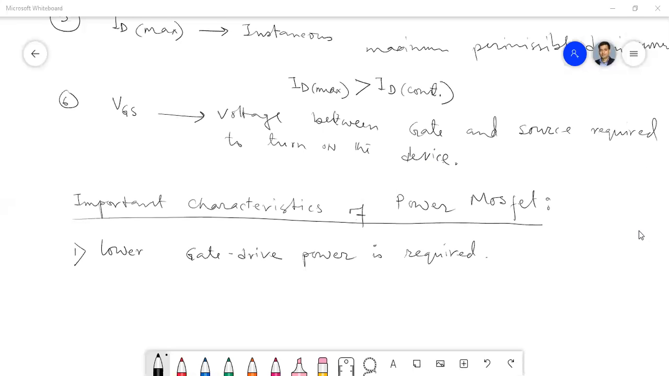Okay, so inherently it has a very high input impedance as it contains a silicon dioxide layer, which is basically insulation. Therefore there is no current flow through this, and no question of power loss, or very little power loss due to the leakage current. Okay.